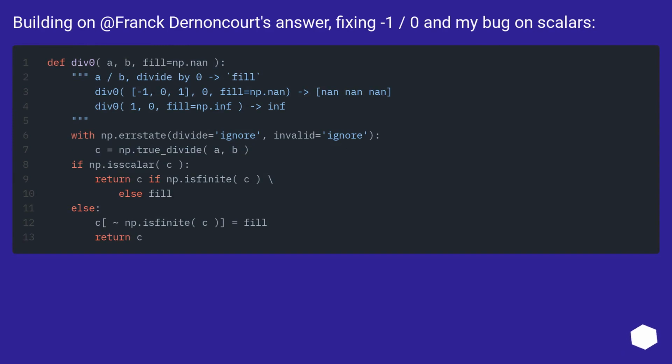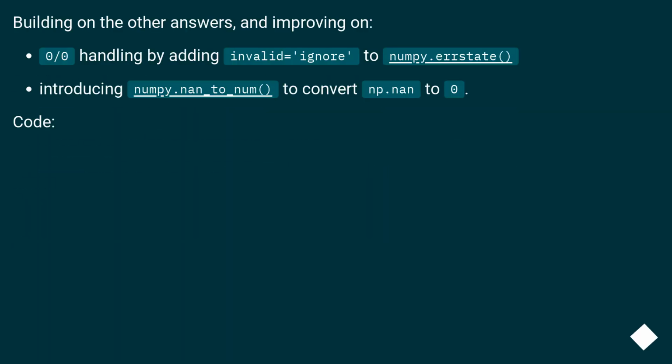Building on Frank Dernoncourt's answer, fixing -1, 0 and my bug on scalars. Building on the other answers, and improving on 0 handling by adding invalid equals ignore to numpy.errstate, introducing numpy.nan_to_num, to convert np.nan to 0.